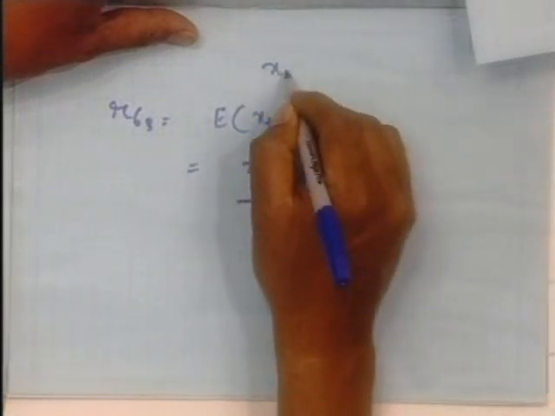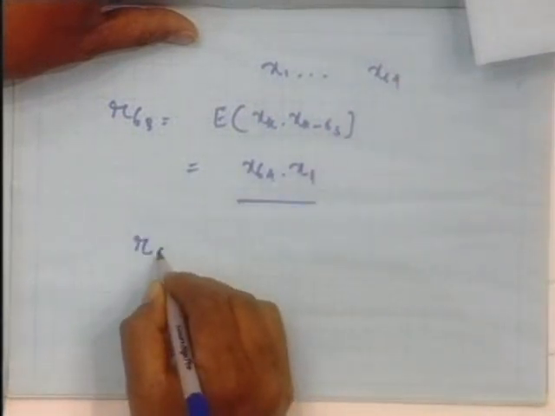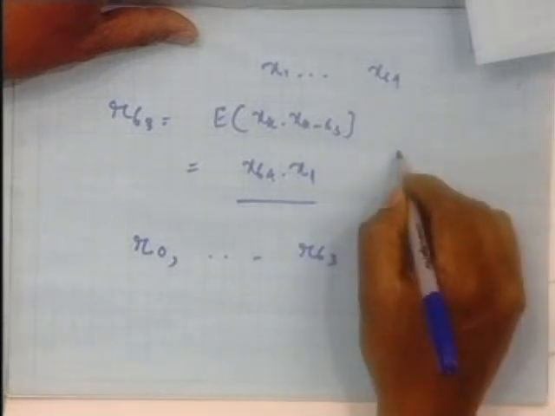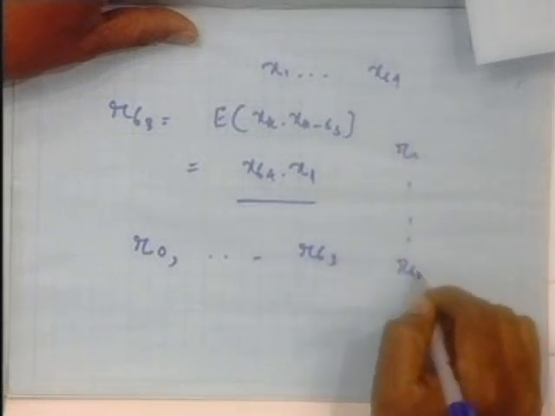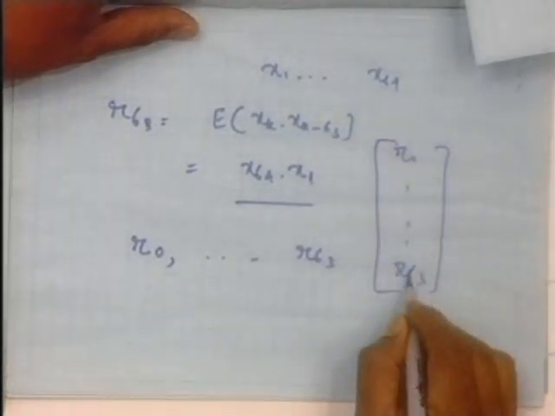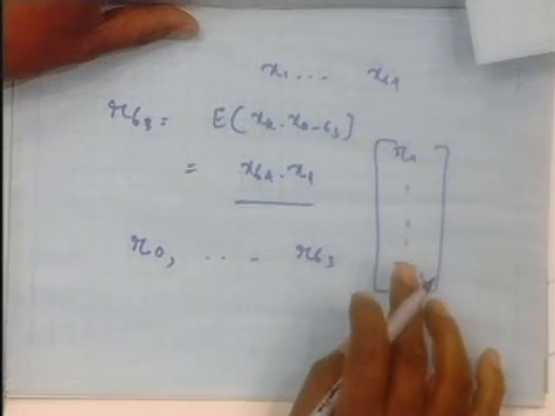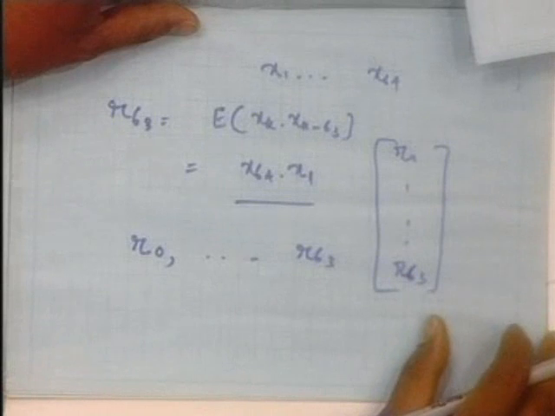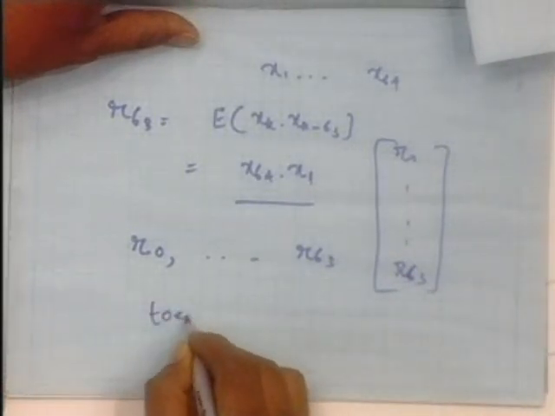So you have to use only x1 to x64. Therefore, you can have an autocorrelation sequence which will have R0 up to R63. So this autocorrelation sequence will be R0 to R63. Using this vector, you can calculate an autocorrelation matrix using Toeplitz.